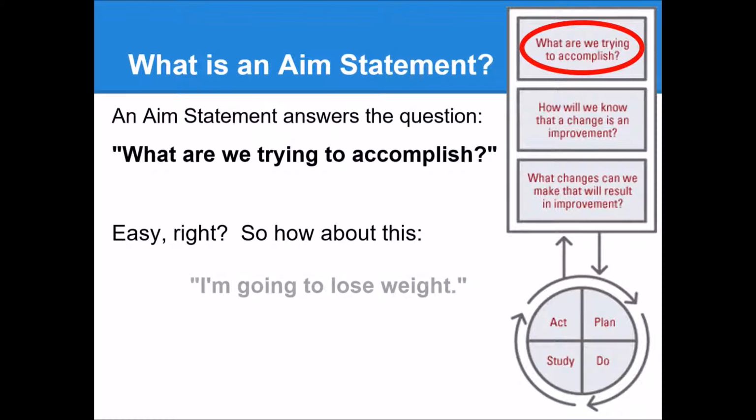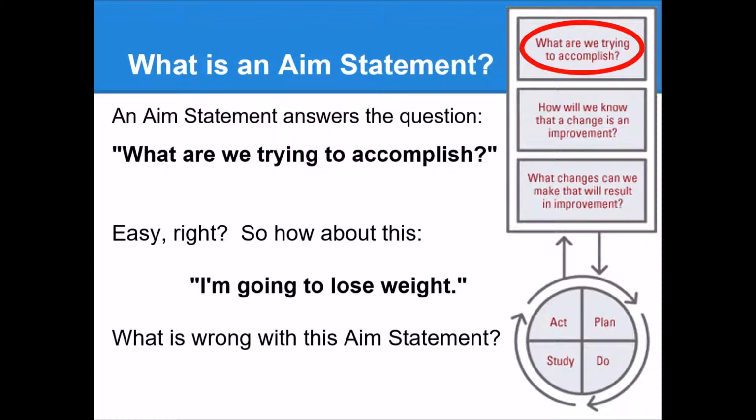How about this? I'm going to try to lose weight. Okay, so what's wrong with that aim statement? As anybody who has ever tried to lose weight knows, that kind of aim statement is so non-specific that it's really not going to motivate you to do anything. And even if it motivates you to lose some weight, how do you ever know if you've really accomplished your goal of losing weight or losing enough weight?